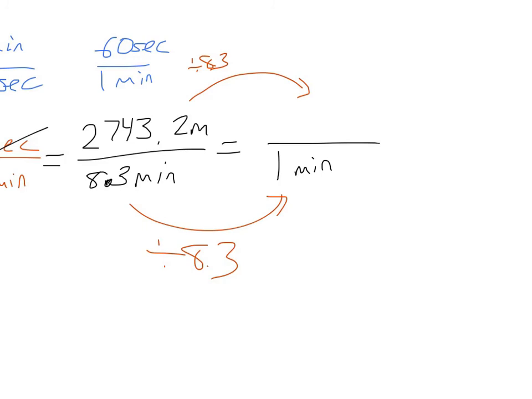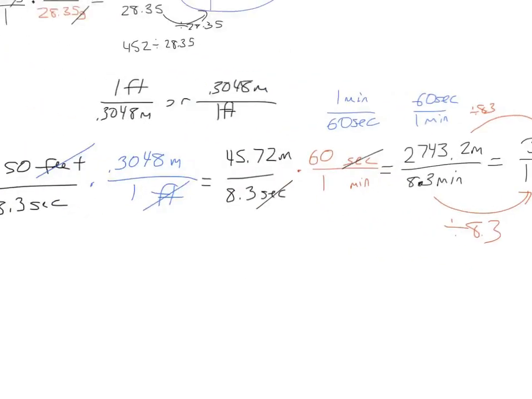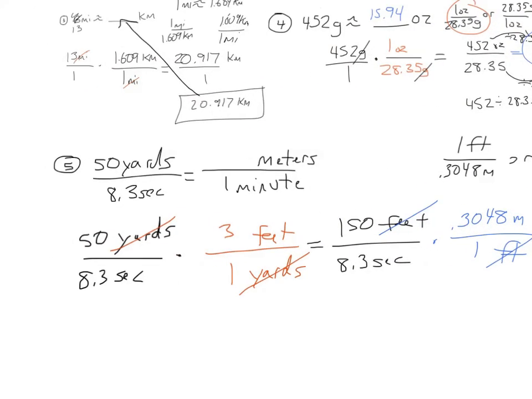And when you do that, I'm going to round to the nearest meter. I'm going to get 331 meters in 1 minute. Okay, so what does that mean? Well, I'm going to put my answer in right there. That means if you're traveling at 50 yards in 8.3 seconds, that if you kept on going, right, for a minute long, you would travel 331 meters. These two things mean the exact same thing.